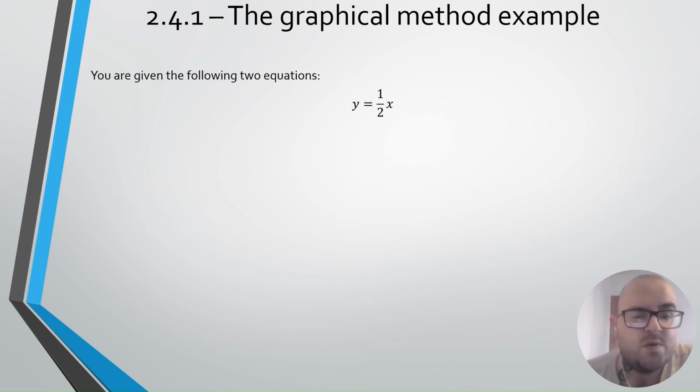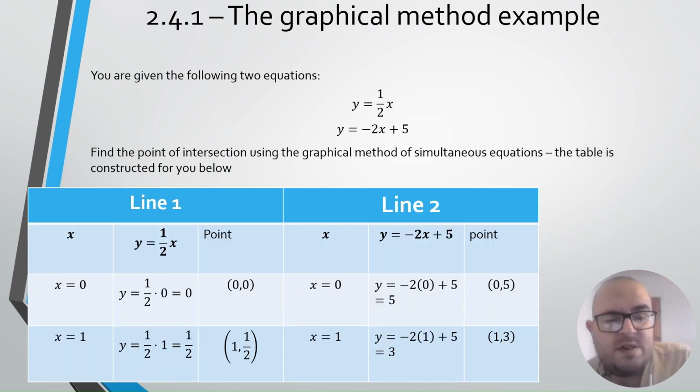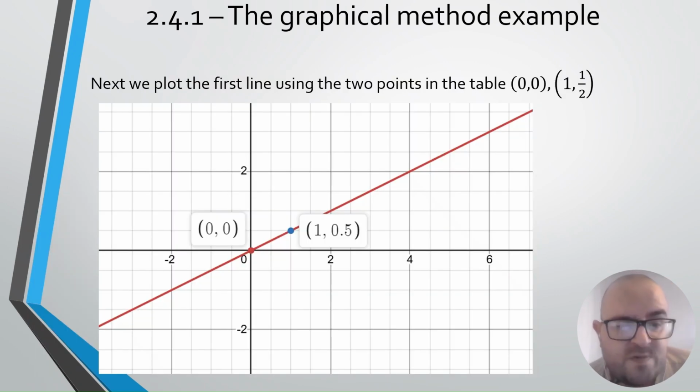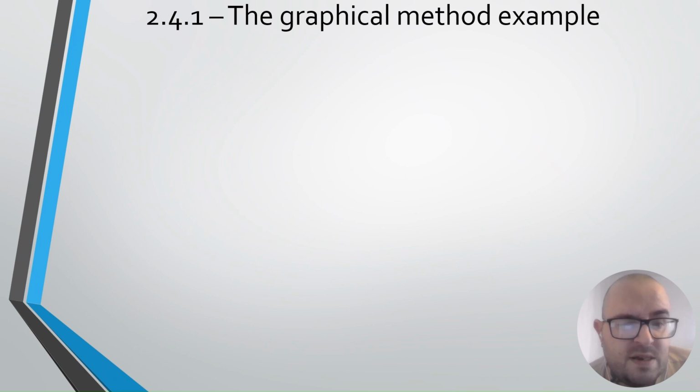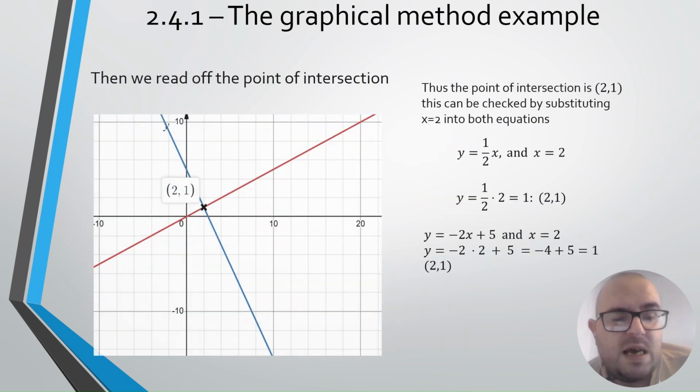So you're given the following 2 equations, find the point of intersection. There's your wee table there, it gives you 2 points for each line. You plot the first line, you plot the second line, and then you read off where it intercepts. And that's the graphical method in less than a minute.